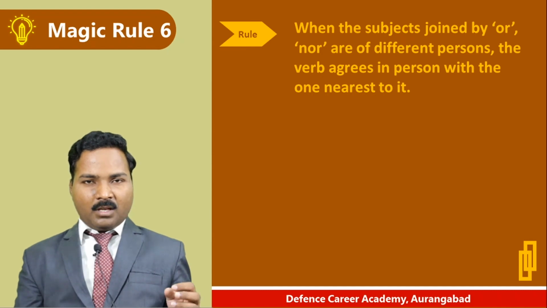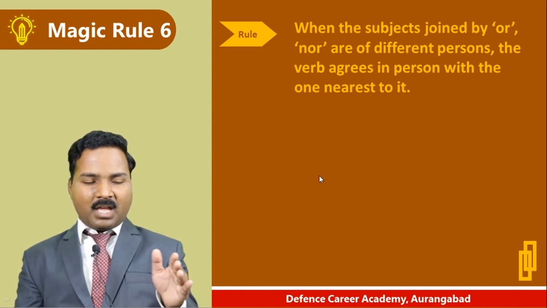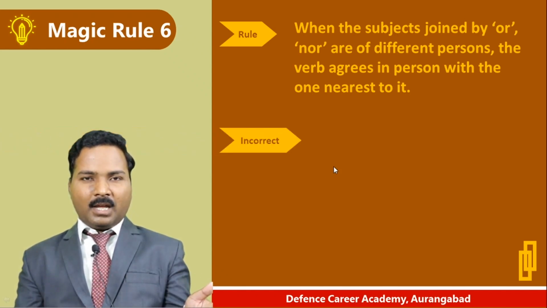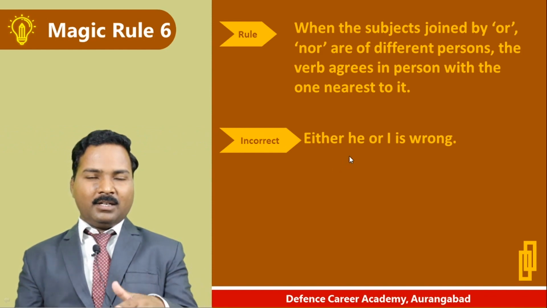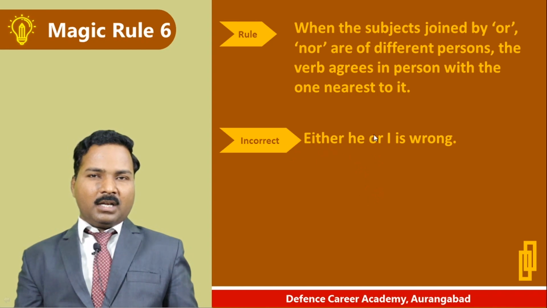Okay. For example, if I say neither I nor he, it means I is a first person subject, and you can see in this example neither he nor I is wrong. Either he or I is wrong. See here, he is a third person singular subject and I is a first person singular subject.